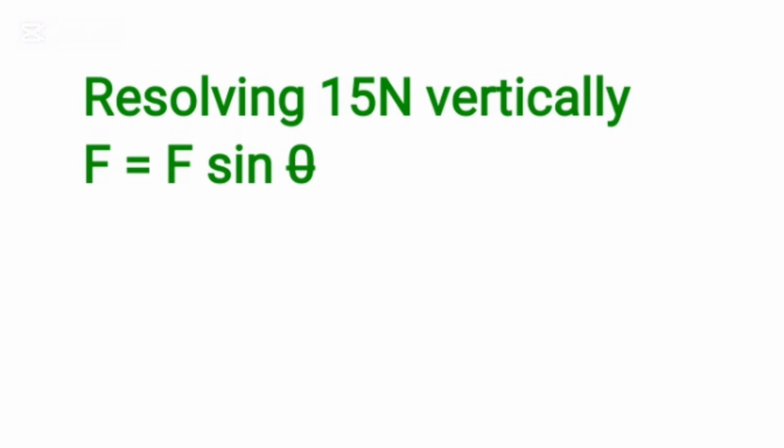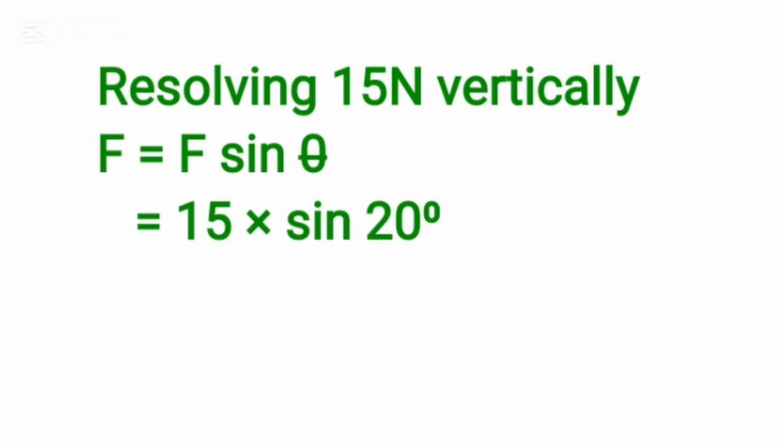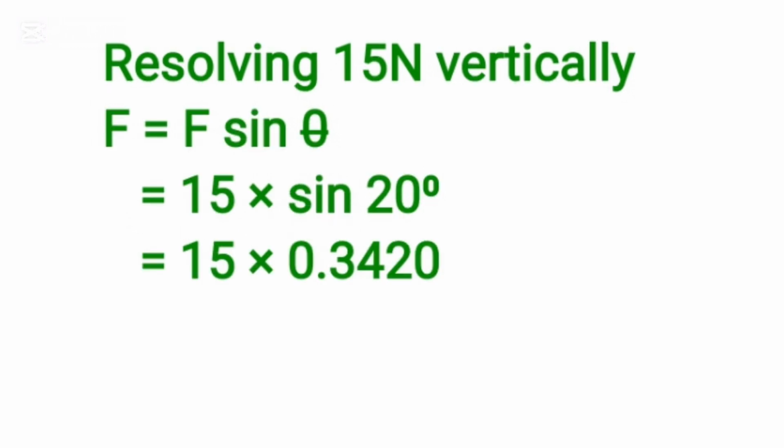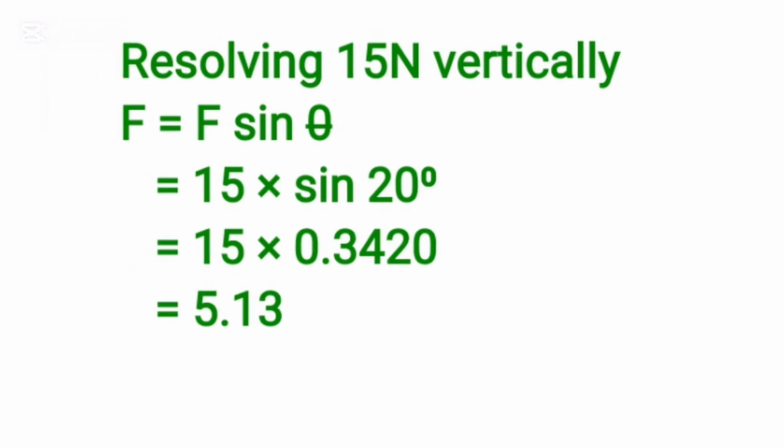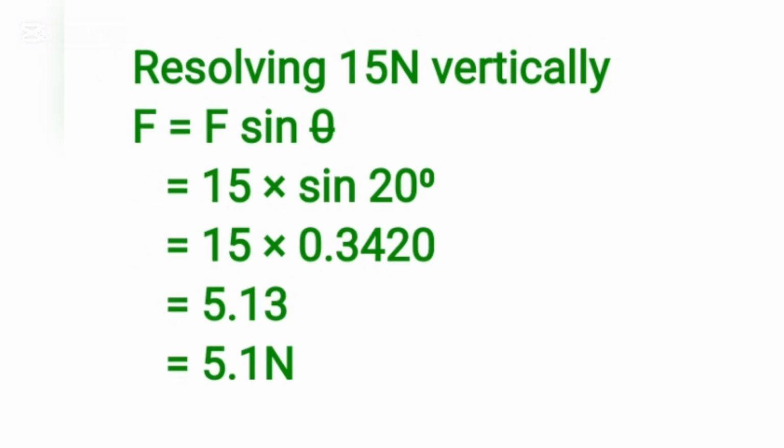Resolving 15 Newton into the vertical force will be F is equal to F sine theta. We substitute in our value, that will give us 15 multiplied by sine 20 degrees. Sine 20 degrees is 0.3420. Multiplying that by 15, we are going to get 5.13 Newton, which is approximately 5.1. This is the force required to move the dinghy out of water.